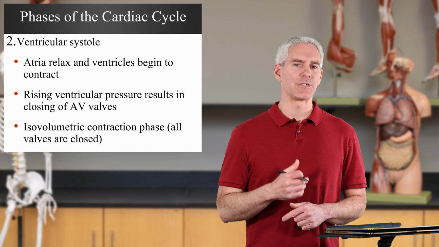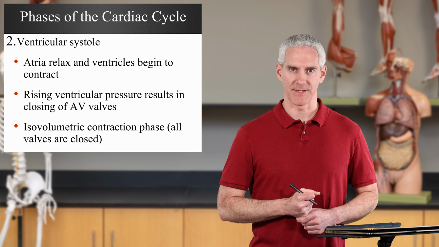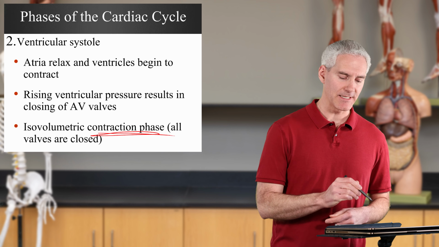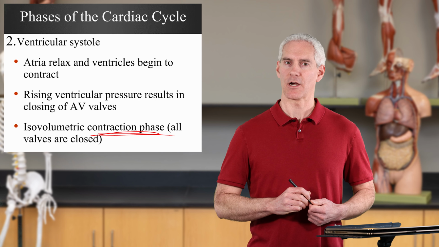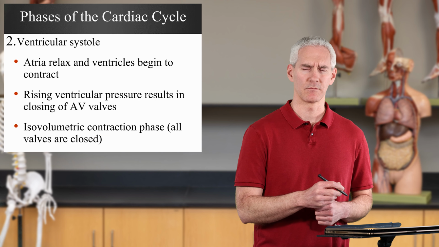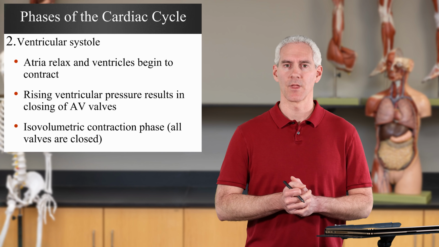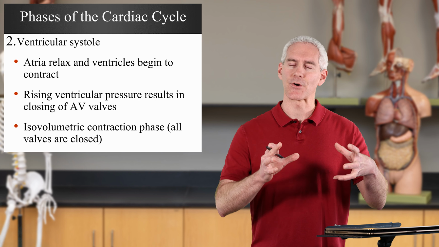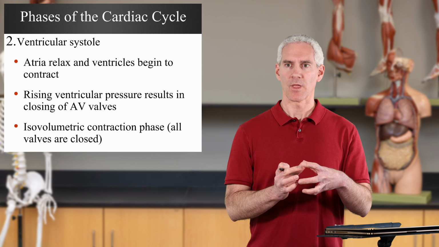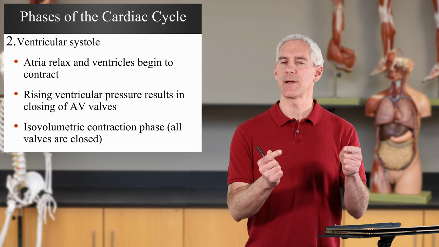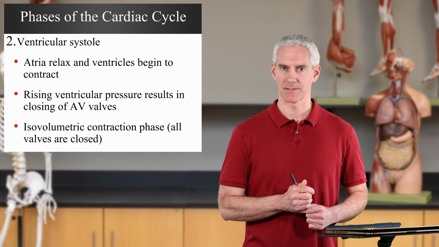We hit what's referred to as an isovolumetric phase. Isovolumetric is a contraction phase when all the valves are closed. You say, well, if all the valves are closed, the blood's not going anywhere. True. So when the ventricles first start to contract, the AV valves snap shut so it doesn't go backwards. But the semilunar valves haven't opened up yet.